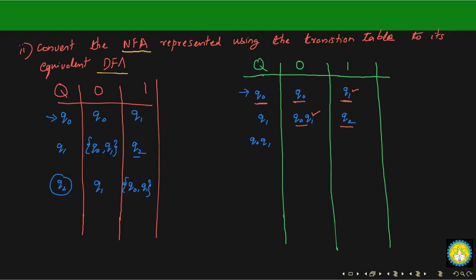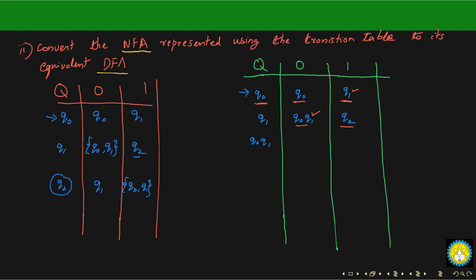So now you have to look at the transitions for 0 from both Q0 and Q1. When you look at the transition of Q0 on 0, it is going to be Q0. Again, you also have to look at Q1's transition on 0. So when you look at Q1's transition on 0, it is going to be Q0, Q1. When you combine these together, again you will get Q0, Q1, because Q0 is a duplicate here.